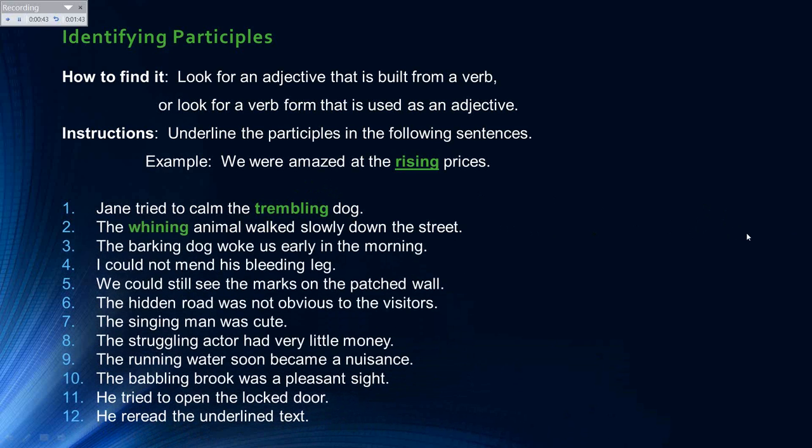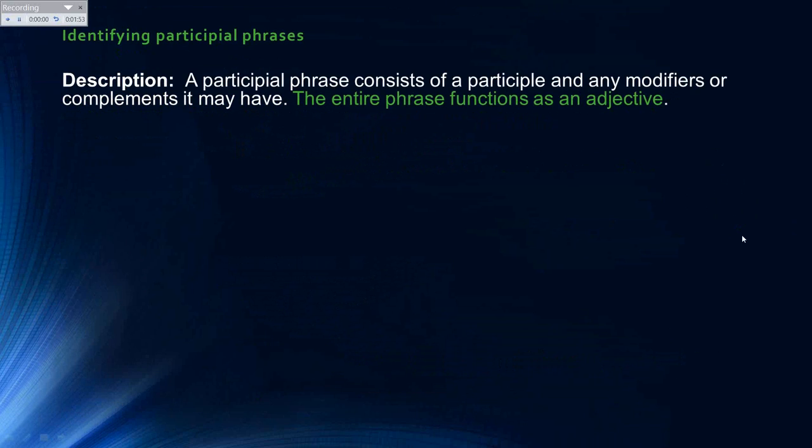So I want you to go through the rest of these and just simply underline the participle there. Be sure that it's actually an adjective. That's what's going to make it a participle. Looks like a verb, but it's actually an adjective.